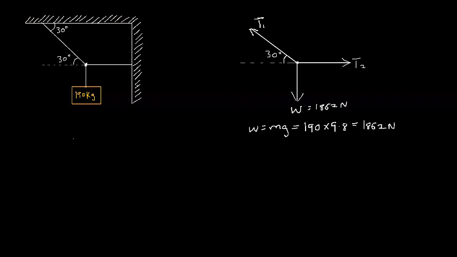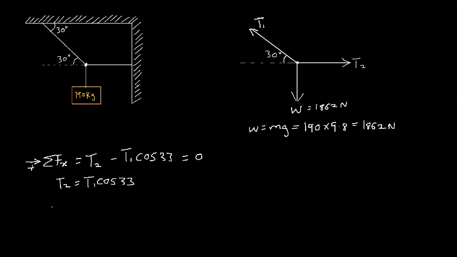Since this point is stationary, it's in equilibrium, and we can say that the sum of the horizontal and vertical forces acting on it is equal to 0. So starting with our horizontal forces, taking the right direction as positive, we can say that the sum of horizontal forces is equal to T2 minus T1 cos 33, which is the horizontal component of the tension T1. And this sum is equal to 0. So we can write T2 equals T1 cos 33. Now we can write this as our equation 1.